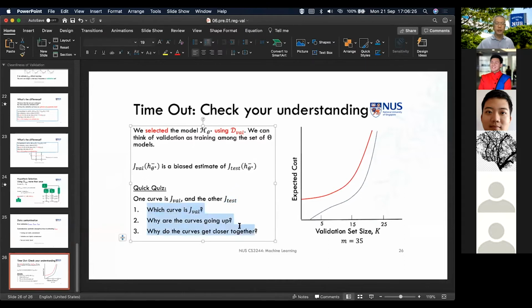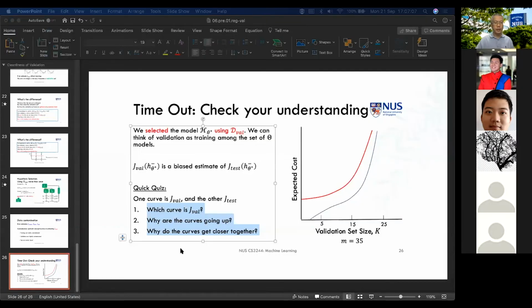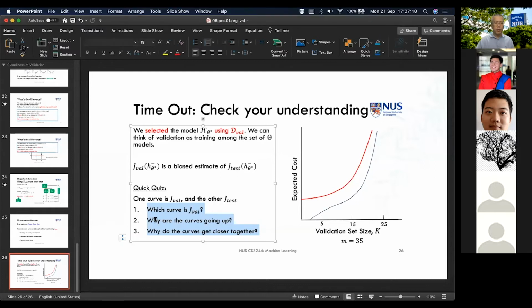If you're adventurous, please put your answers on chat, or if you want to check your results. Okay, let me try to share the screen again. Okay, and why are the curves going up? And why do the curves get closer together, right? So when I change the validation set size to a larger number, why do these two curves get closer together? Okay, so I'll pause there for a second. And because we have such a small group today, I encourage you to unmute or post your answer on chat, and then we can discuss that a little bit.